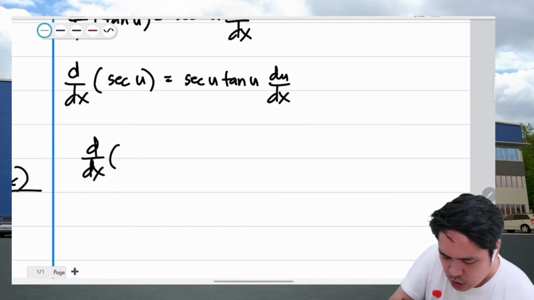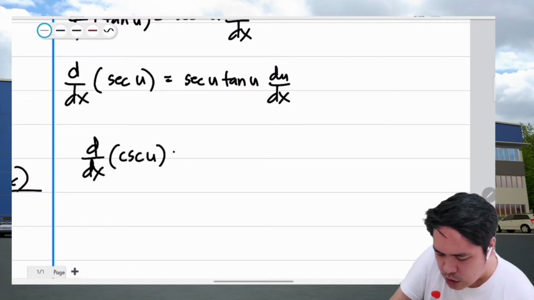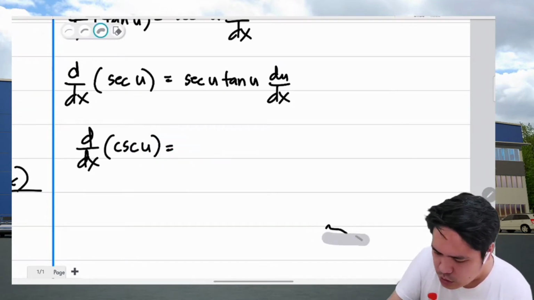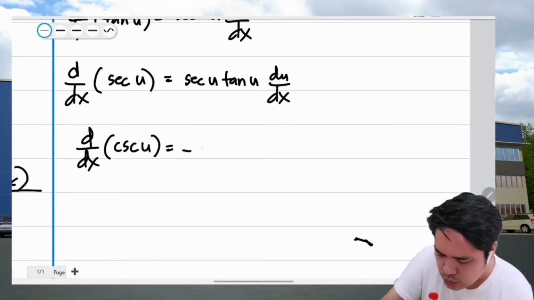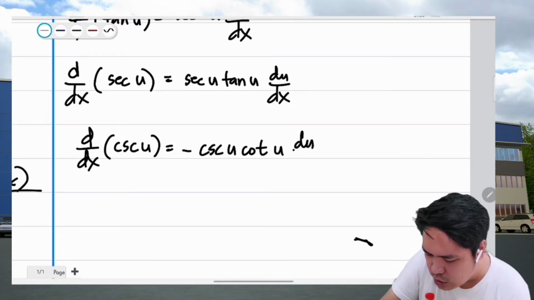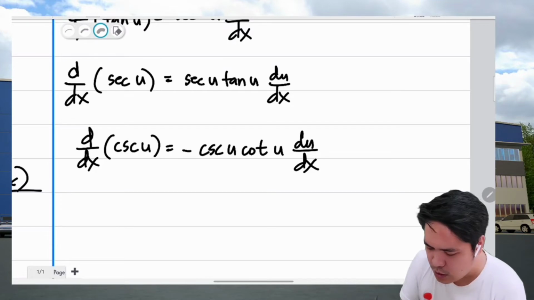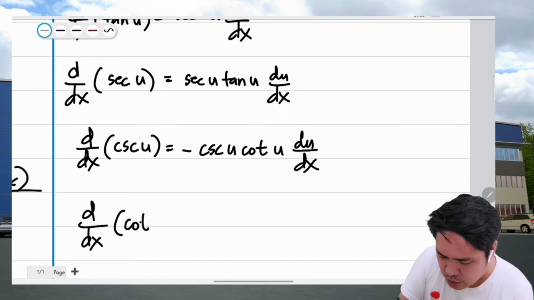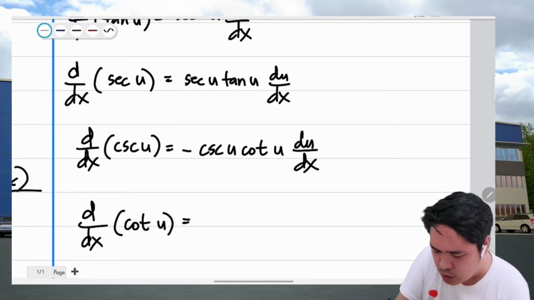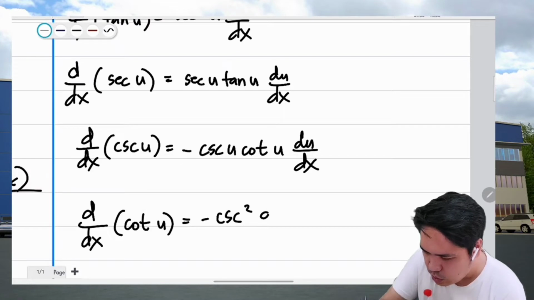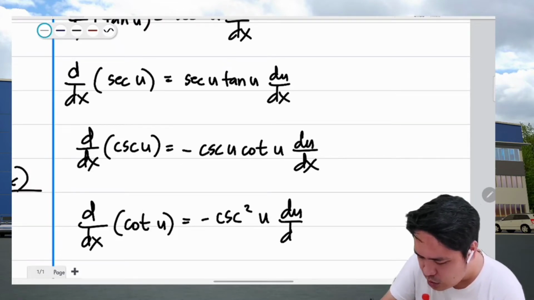So we also have the derivative of cosecant u. That is just equal to negative cosecant u cotangent u du over dx. So you just need to memorize that. Then finally, we have the derivative of cotangent u, which is the reciprocal of tangent. So the derivative of cotangent u is just equal to negative cosecant squared u du over dx.